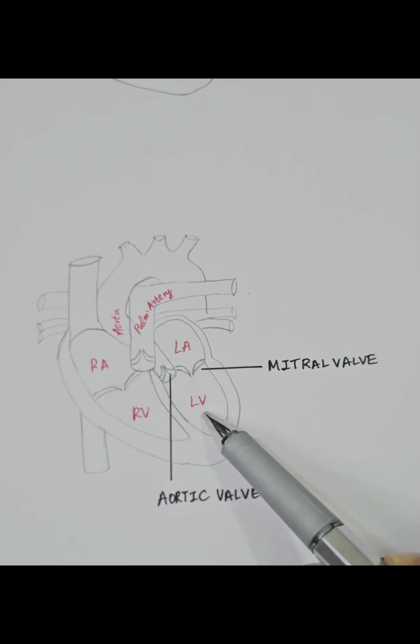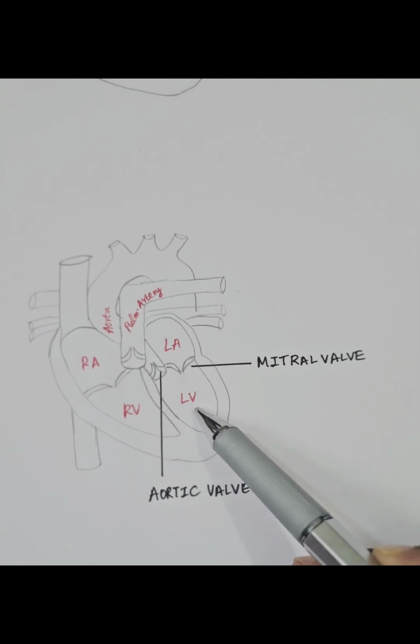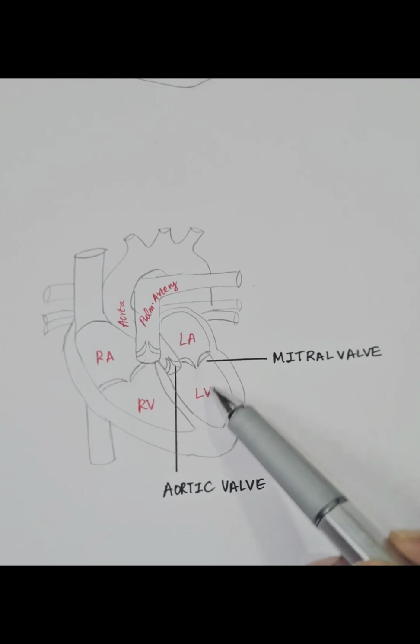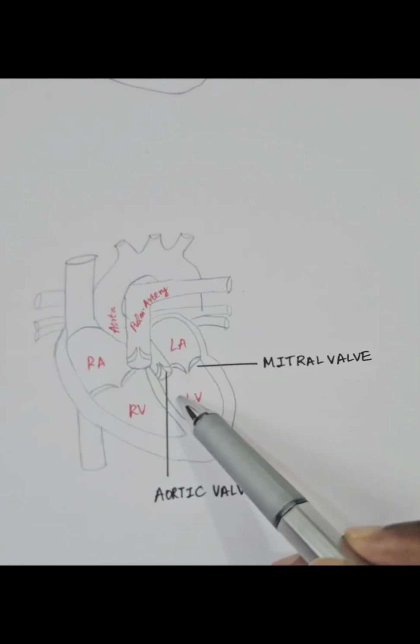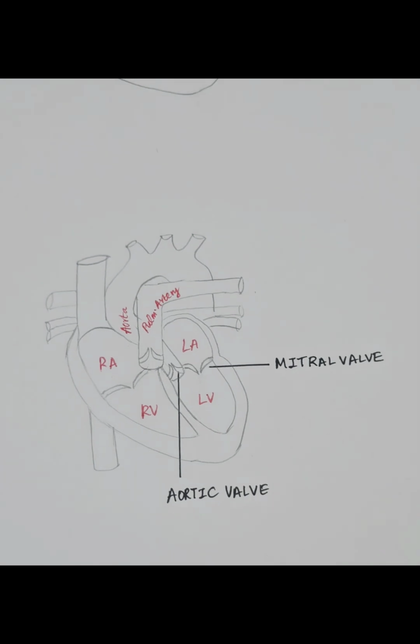Now at the end of systole, there will be around 50 ml of blood remaining in the left ventricle. This is called end systolic volume. It's important to know that the heart cannot eject out all the blood. There has to be some blood remaining in the ventricle at the end of systole. This is end systolic volume, which is 50 ml.